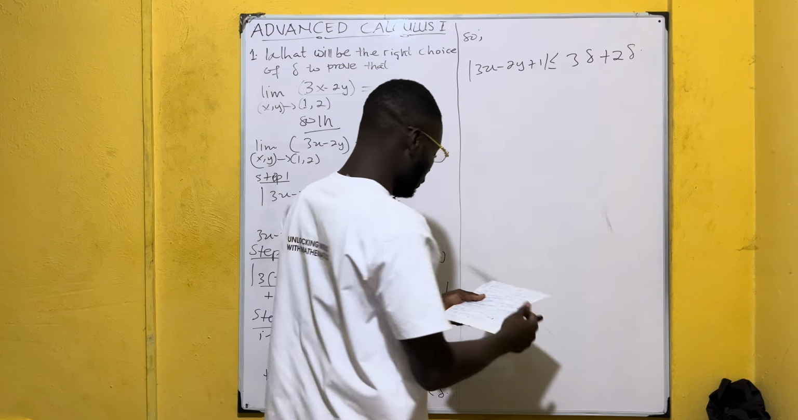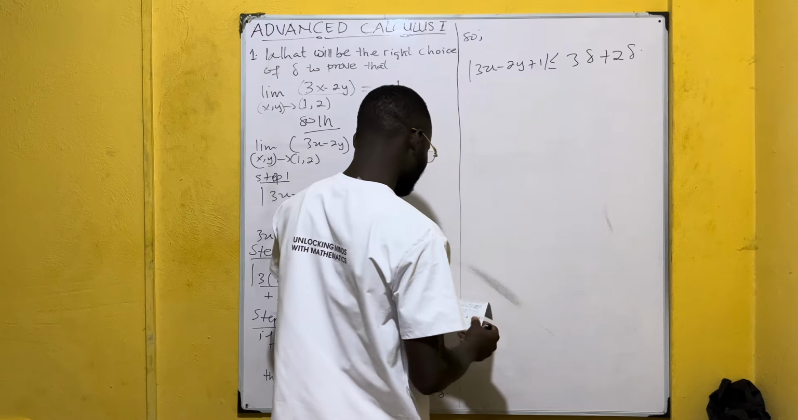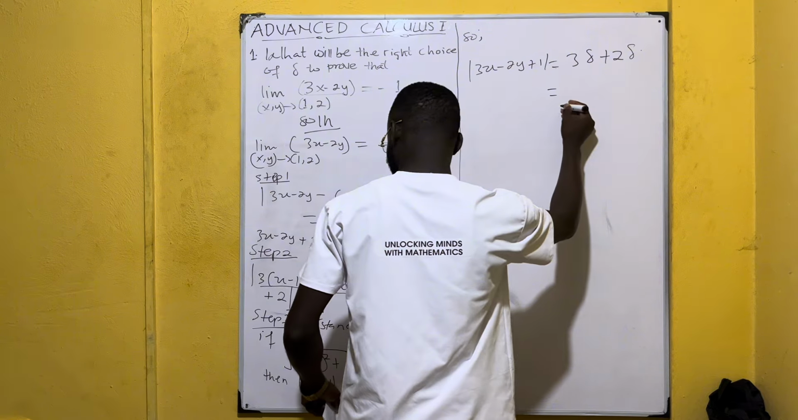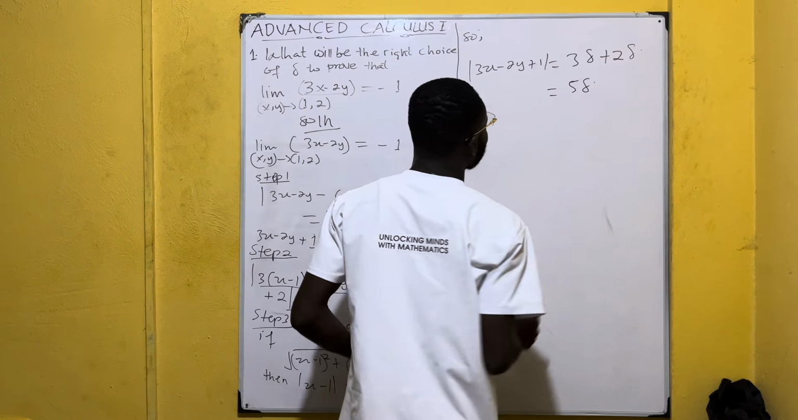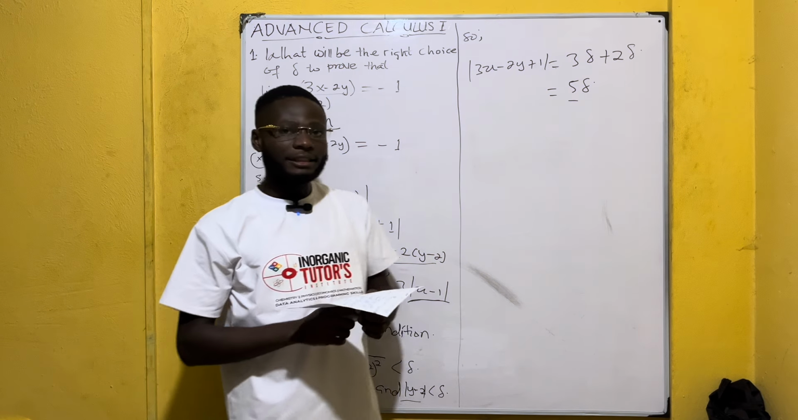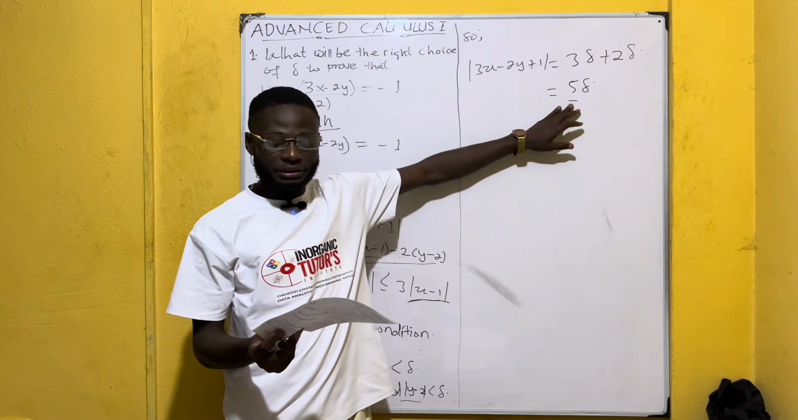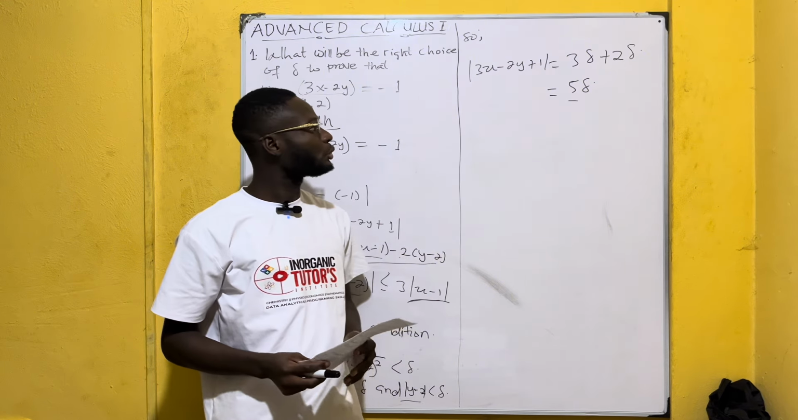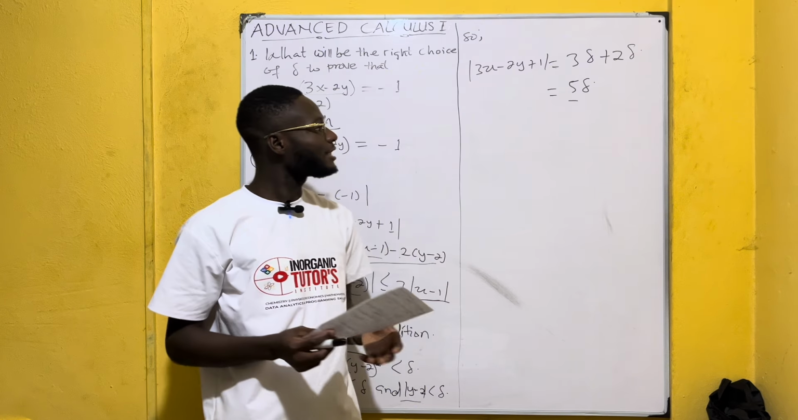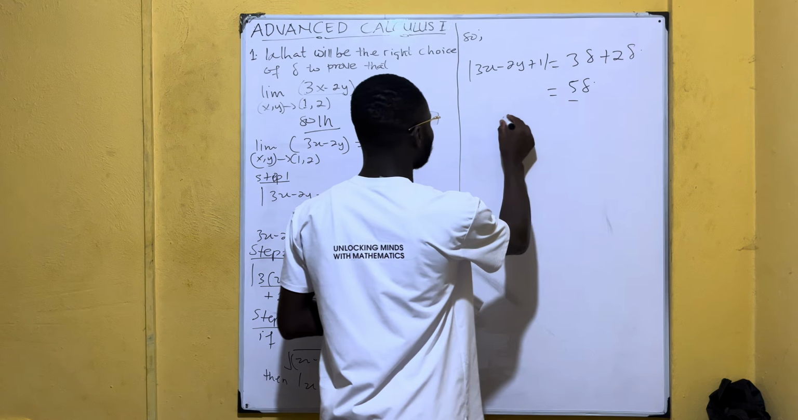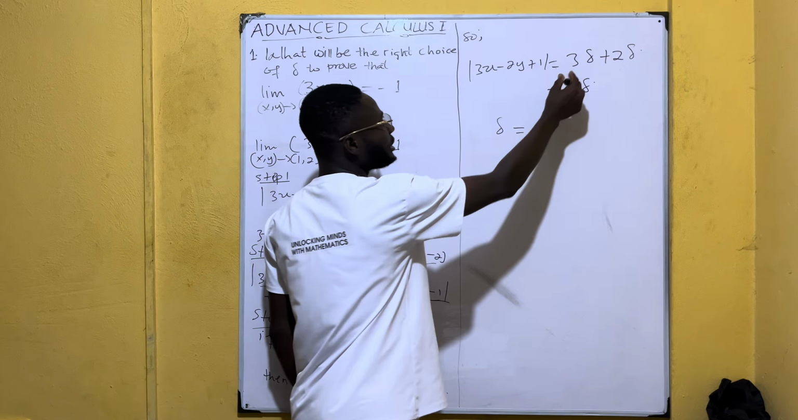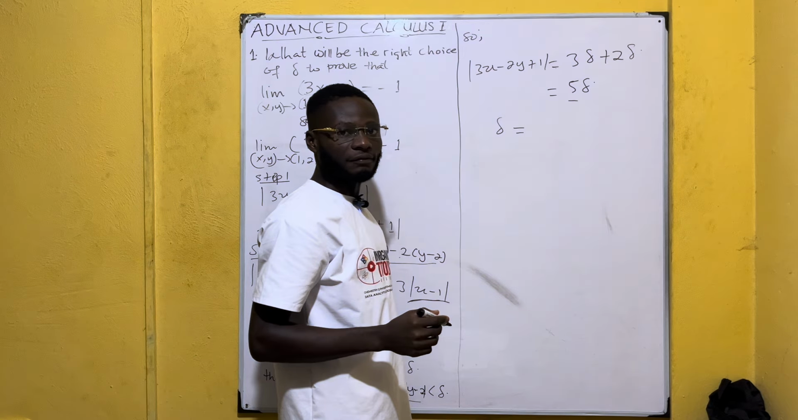All right, so we are going to have 5 delta. So that is 5 delta. So basically, to make this expression fit well, or to choose the right surface, it means that we have to say that delta should be equal to a value that can take this thing off, right?